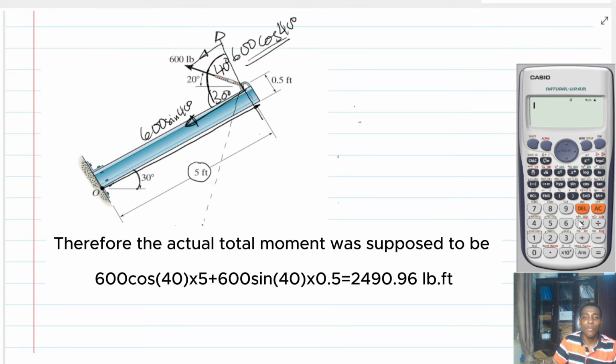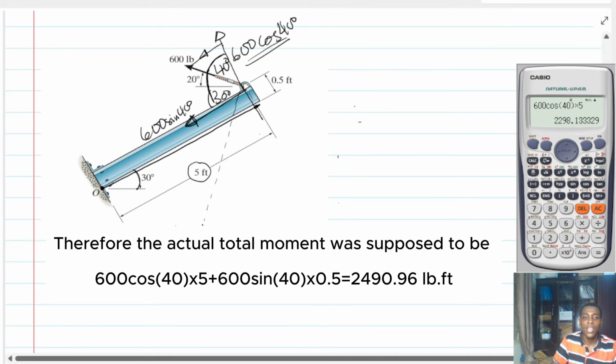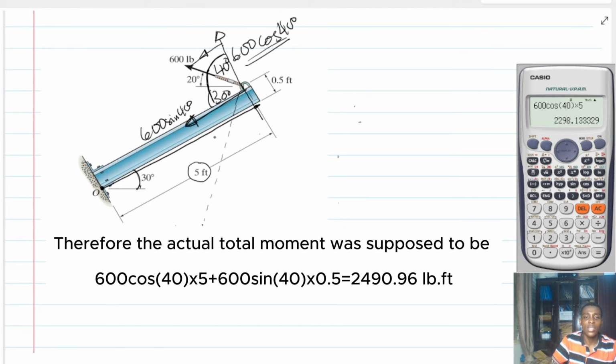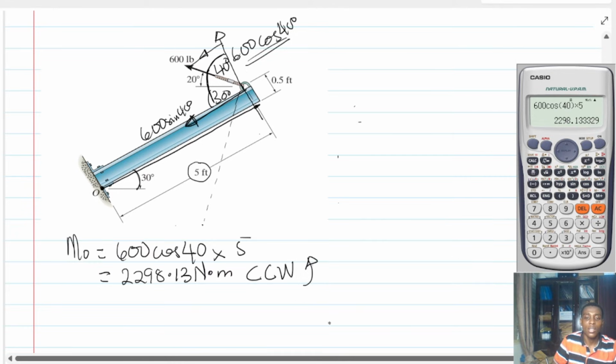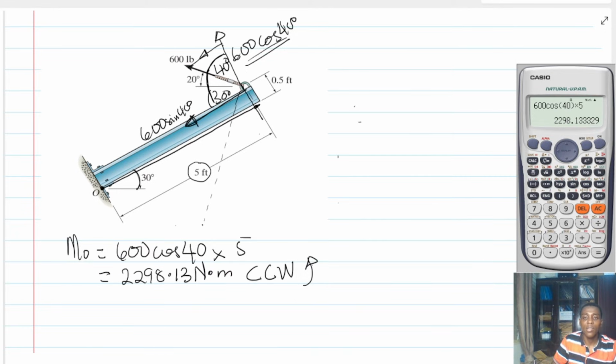And so what is that? I'm going to get 600 cosine 40 multiplied by 5. And that is 2298.13 Newton meter. And this moment is actually going to be in this sense, which is counterclockwise. All right. Or I can just do this. I hope the concept is clear.